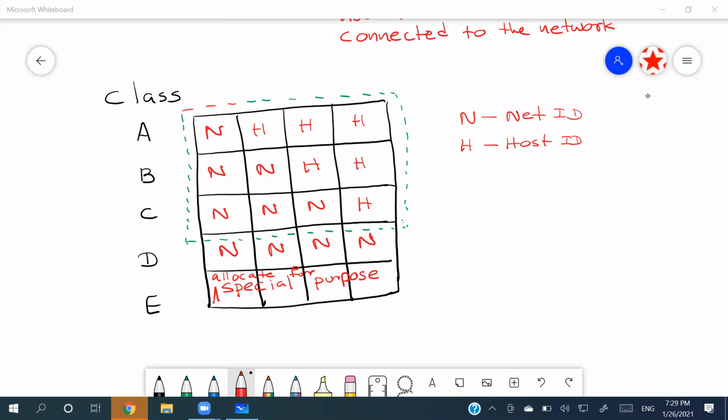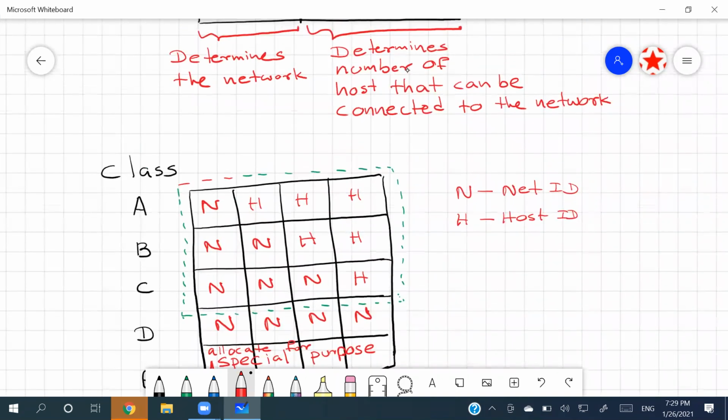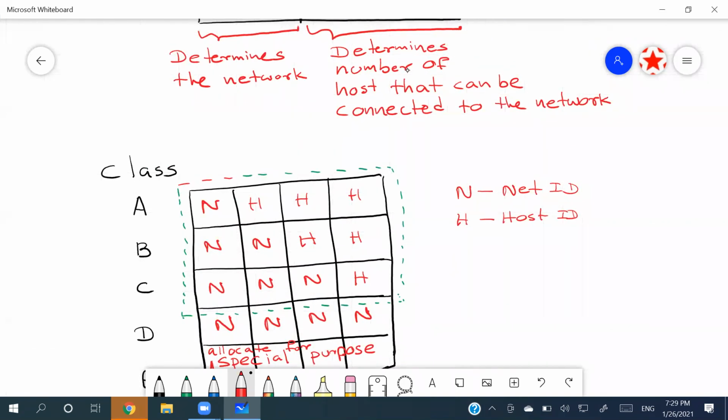Is this particular IP address belongs to a class or not, you have to consider two factors. First factor is, like if it is going to be class A, in the net ID, there should be only 8 bits. Okay, then here we have the octets. Right? Alright.